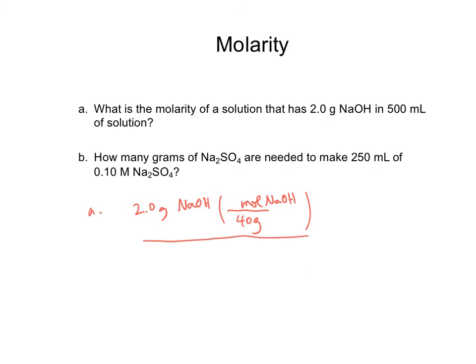And then we're going to divide it by the volume. You have 500 milliliters, so that's 0.5 liters. Let's calculate that: 2 divided by 40, and then divided by 0.5. So this is going to be a 0.1 molar sodium hydroxide solution.